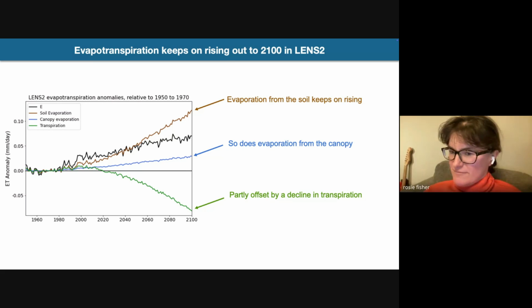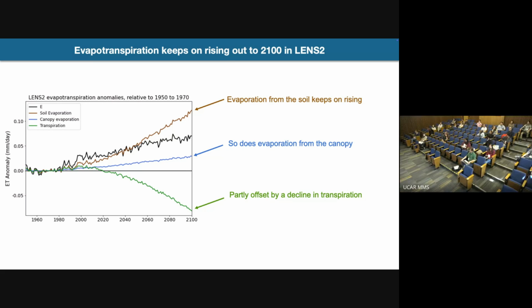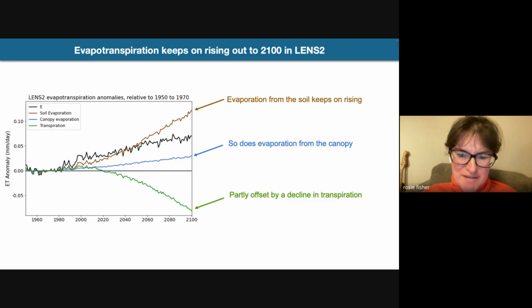Mm. But yeah, the thing is we don't know what the ET was in the past, right? We only know this humidity gradient since 1980. We don't know what ET was then. So it's possible that in the real world ET was higher, right? If the real world has a stronger stomatal response to CO2 than the model does.